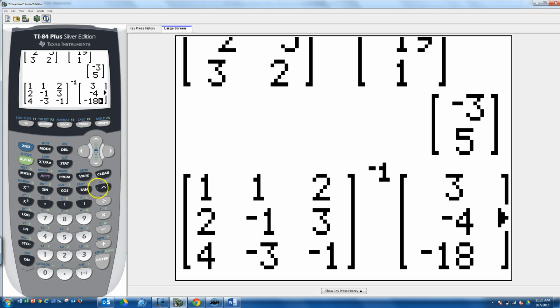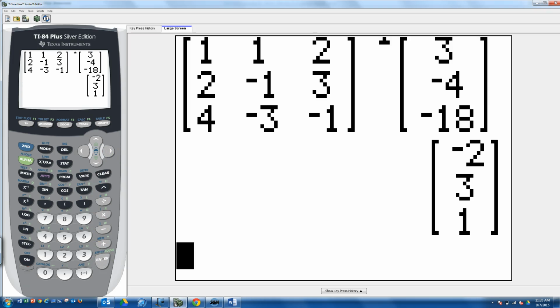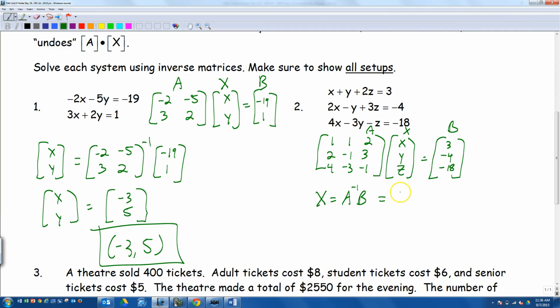Yep, and then that's it. Then you hit enter, and you should get nice numbers usually. So that's my answer, -2, 3, 1. So I get the matrix is negative 2, 3, and 1 when I did that multiplication, A inverse B. That means that my ordered triple is negative 2, 3, and 1.